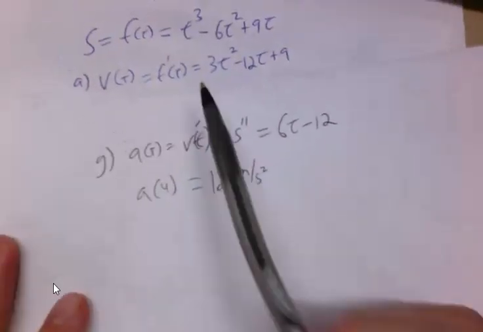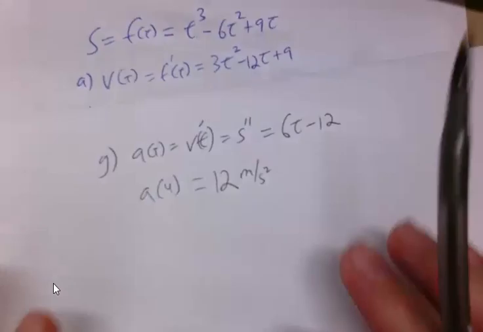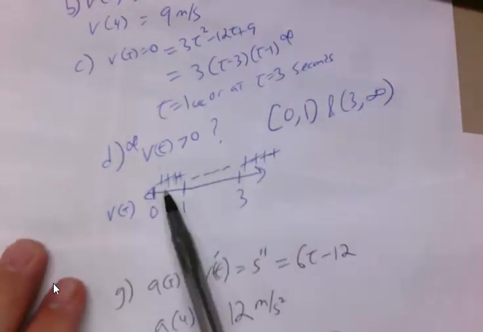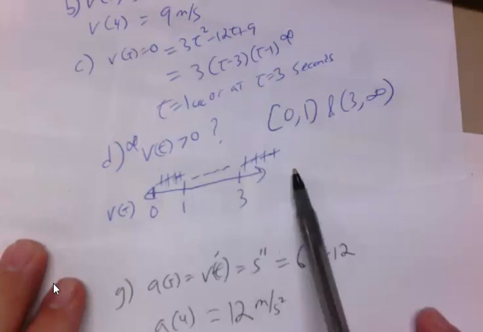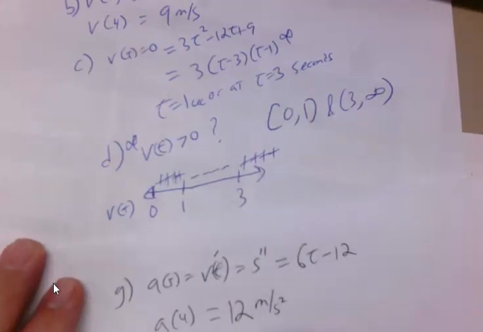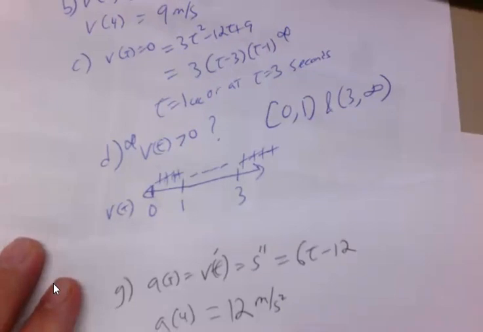Remember the number line we made for the velocity function over here? So we know velocity was positive from 0 to 1 and 3 on, and we know velocity was negative from 1 to 3. Let's do another number line, but for acceleration. And what are we going to use as our special points here?